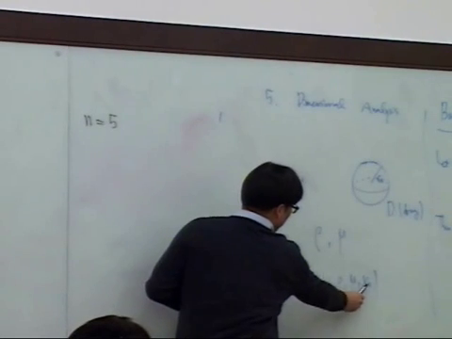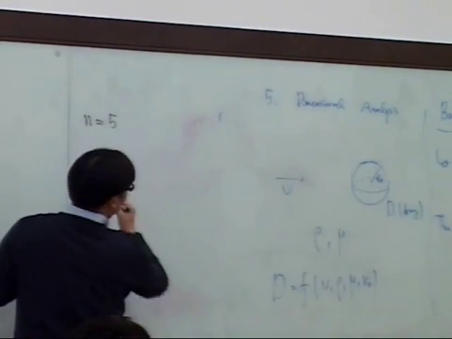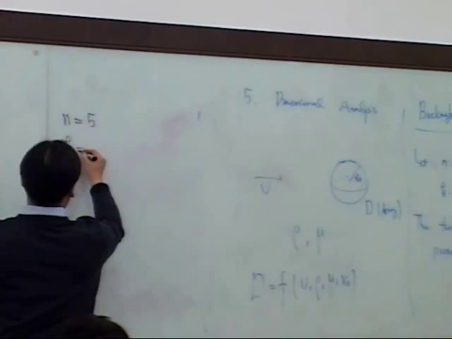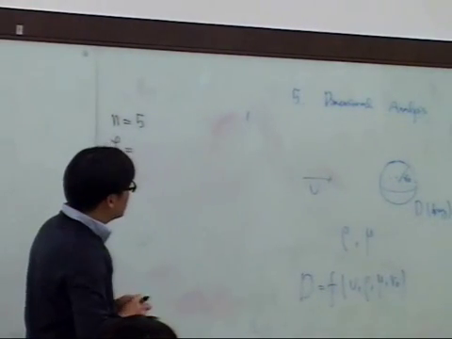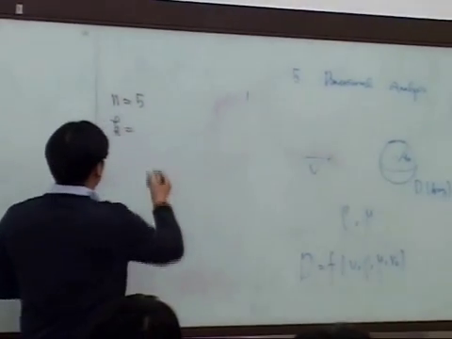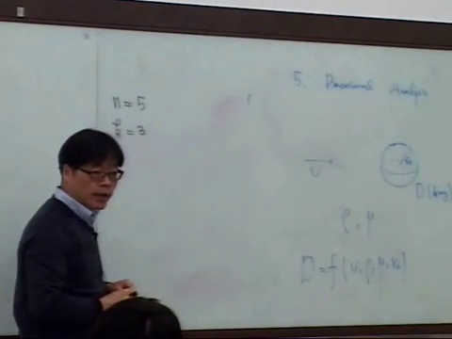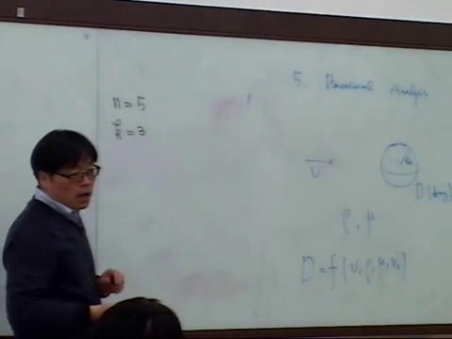Okay, but the number of physical variables is 5. 1, 2, 3, 4, 5, and then k, the number of fundamental dimensions, is 3.